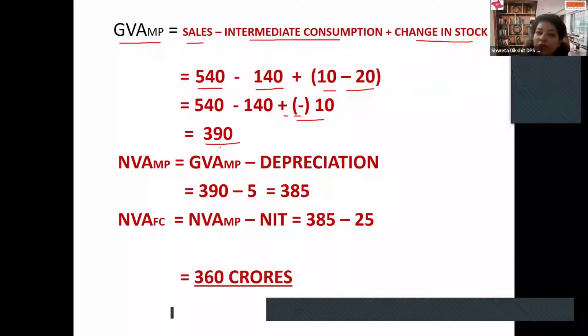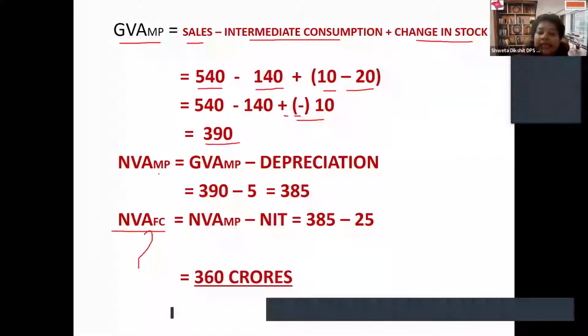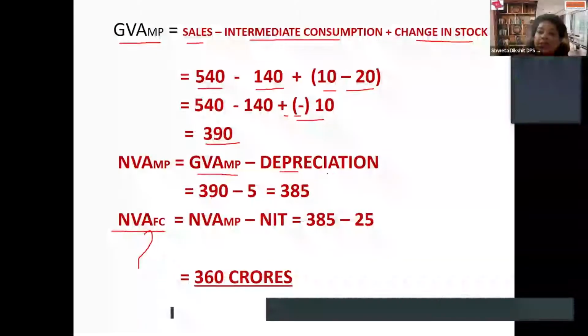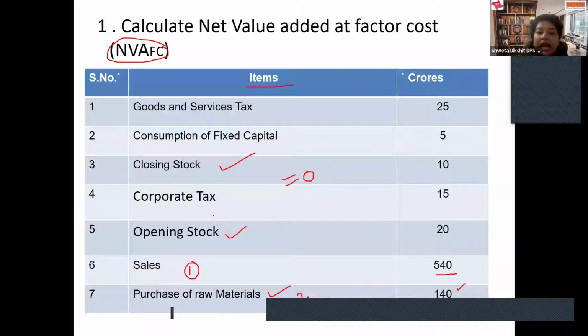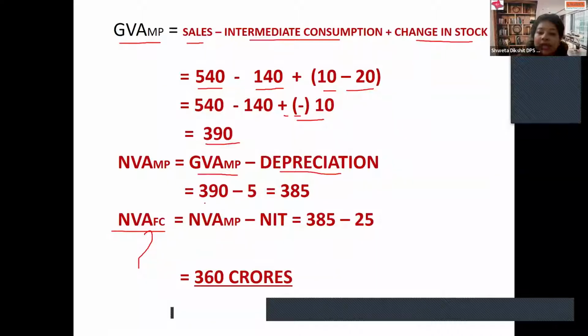But remember, the question was not about GVA at MP. The question asked you, what is the value of NVA at FC? This has been asked to you. So the second step will be to find the value of NVA at MP. GVA at MP minus depreciation is equal to NVA at MP. What is the value of depreciation? As I told you yesterday, depreciation is written as consumption of fixed capital. So here 5 crores is the value of consumption of fixed capital or depreciation. So you see, 390 minus 5 is equal to 385.